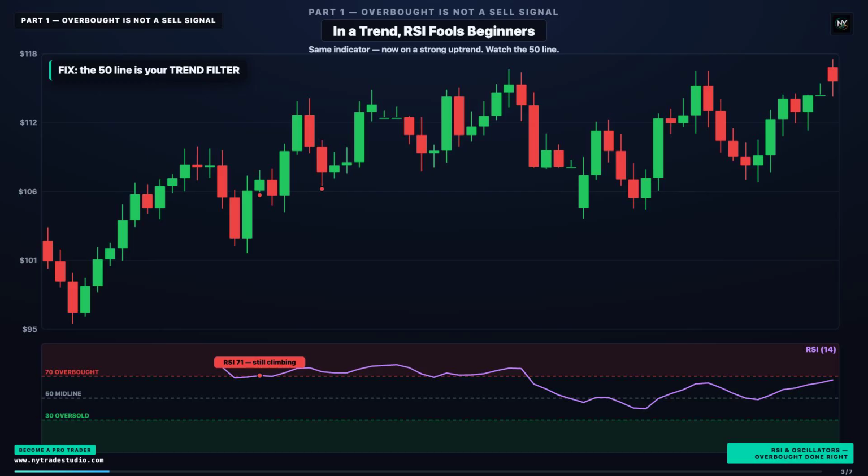So instead of fighting strength, you wait. Eventually, even the strongest trend takes a breather and price pulls back. Watch the RSI on that pullback. It does not crash to 30. It dips down to about 50, taps the midline, and turns back up. That dip to 50 is a momentum reset, not a reversal.